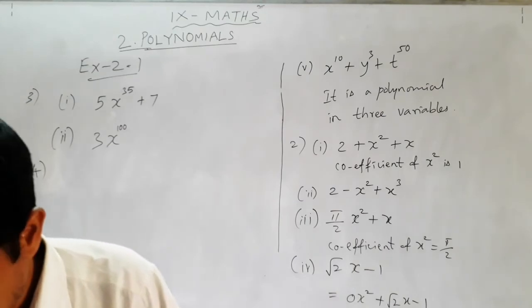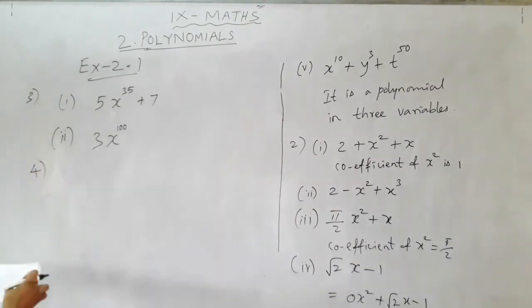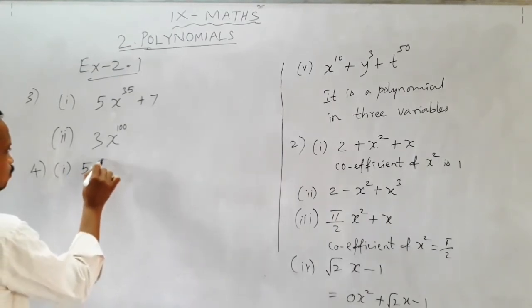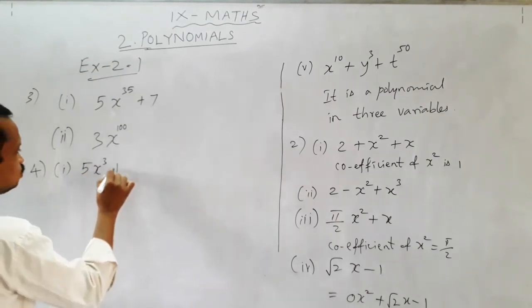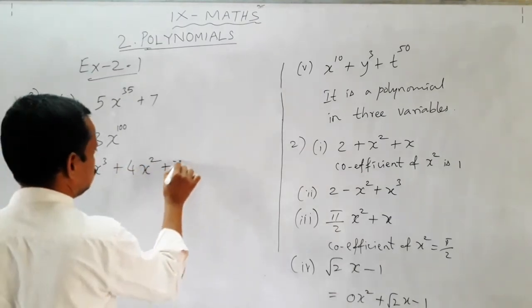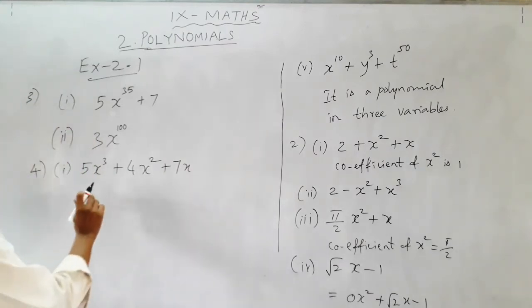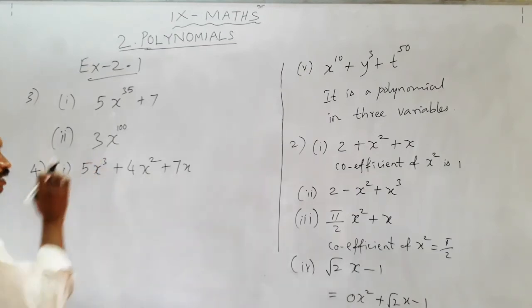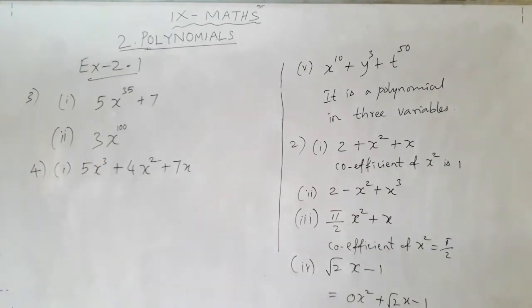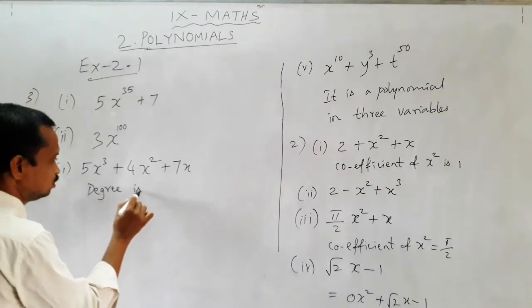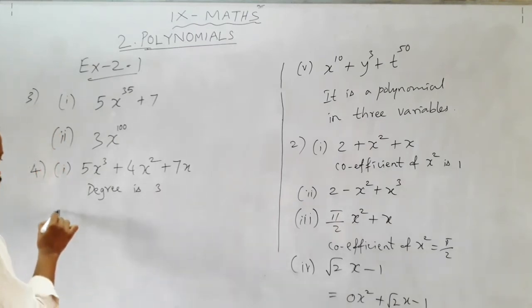And the fourth one, a very easy exercise. Write the degree of each of the following polynomials. Just the degree only they are asking. First, 5x cubed plus 4x square plus 7x. You see here the variable is x only, and the highest power is 3. Clear? The variable's exponent, we have to see which is the highest power. So the degree is 3. That's the answer. So option 2.